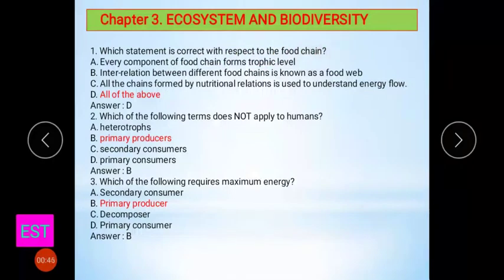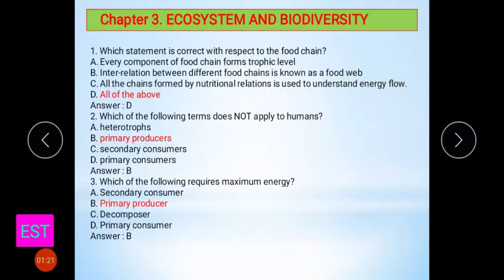We know the food chain is a transfer that starts from the producer to the consumer to the decomposer. Yes, every component of the food chain forms the trophic level, from the producer to the consumer to the decomposer. This is a correct answer. The interrelationship between food chains is known as a food web. This is also correct. All food chains formed by nutritional relations are used to understand the flow of energy. Means option D is the correct one.